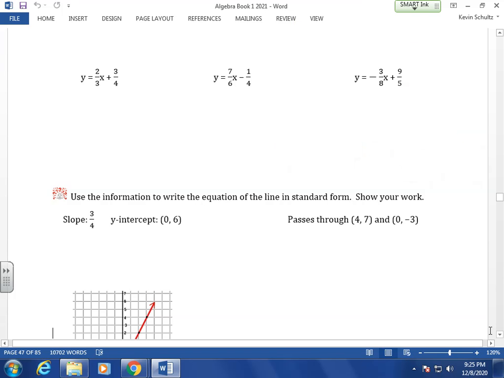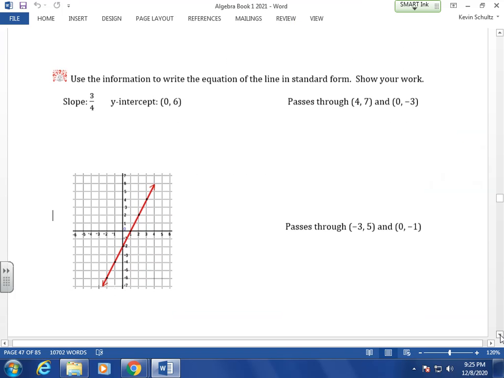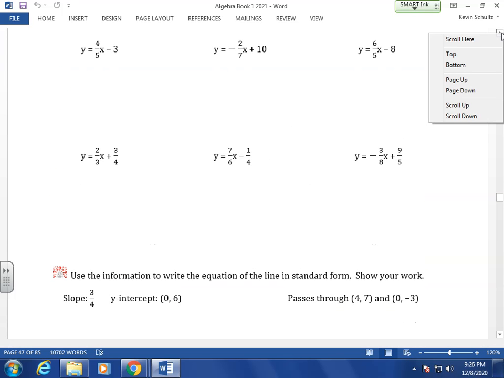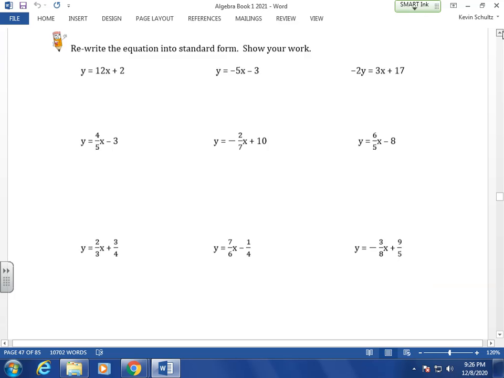What's this section down here? I don't know what this is. Use the information to write the equation of the line in standard form. Show your work. Let's not quite do this yet. Yeah, no. Let's just focus on that Mr. Happy Pencil section up the top there, converting from slope intercept to standard, and the Google quiz there.